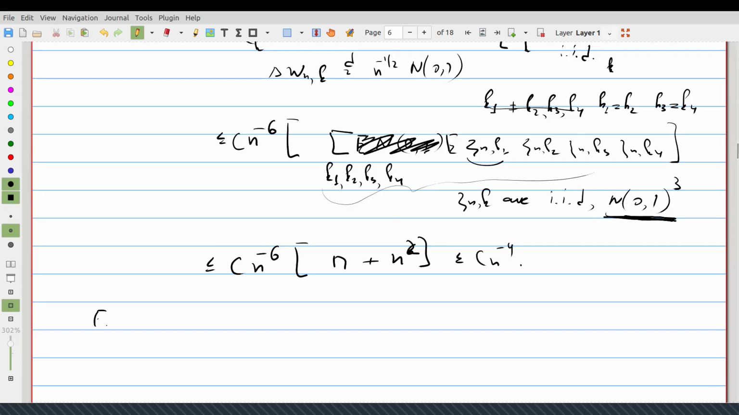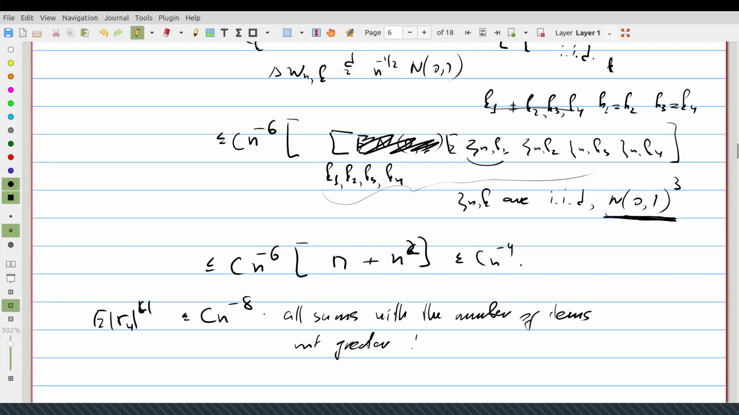And the remainder in the fourth situation is actually even smaller, I think, because we have fourth terms, and here we have all sums with the number of terms not greater than n to the power 4, because we have the fourth power, so we're multiplying the sum by itself 4 times. So this is obviously just this.